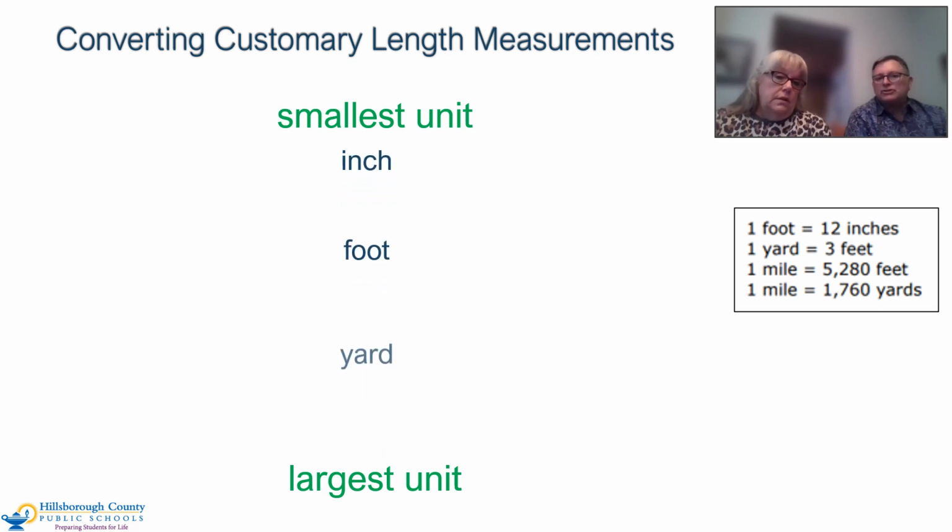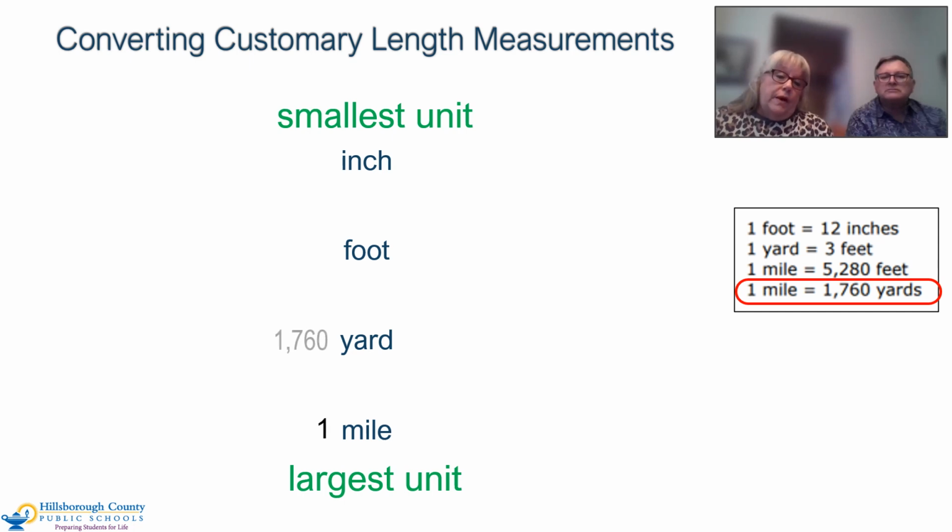Your entry point could be the small, large. What's in the middle? Now I'm going to look at what's in the reference sheet. So I'm going to start down here at the bottom and look at 1 mile equals 1,760 yards. So I'm going to put that 1 beside my mile and this 1,760 beside the yards. I know that from the reference sheet; it tells me right there.